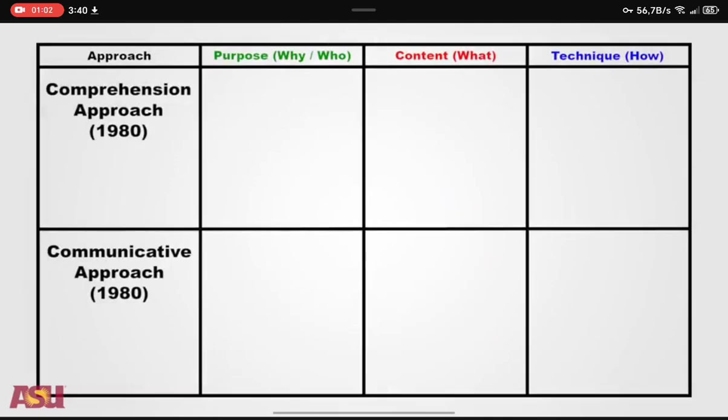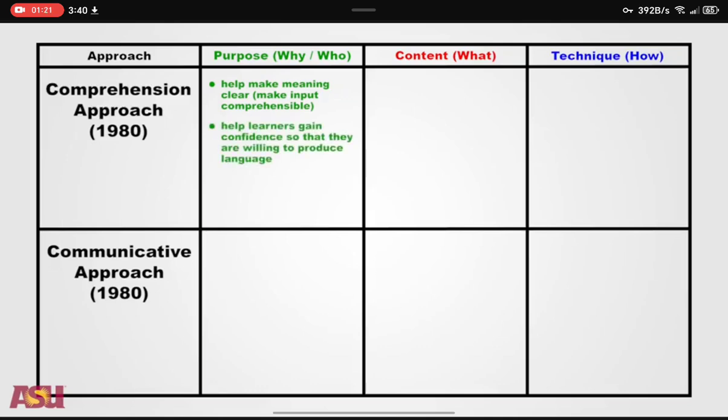In our trip back in time, you saw our teacher using the technique called total physical response, or TPR, which involves using only the target language combined with physical actions and visual aids to teach language. The main purpose of this technique, and indeed any of the methods that fall under the comprehension approach, is to help make meaning clear, or to make input comprehensible. As learners have success in understanding input in the target language during their silent period, they will gain confidence and eventually begin speaking in the target language as well.